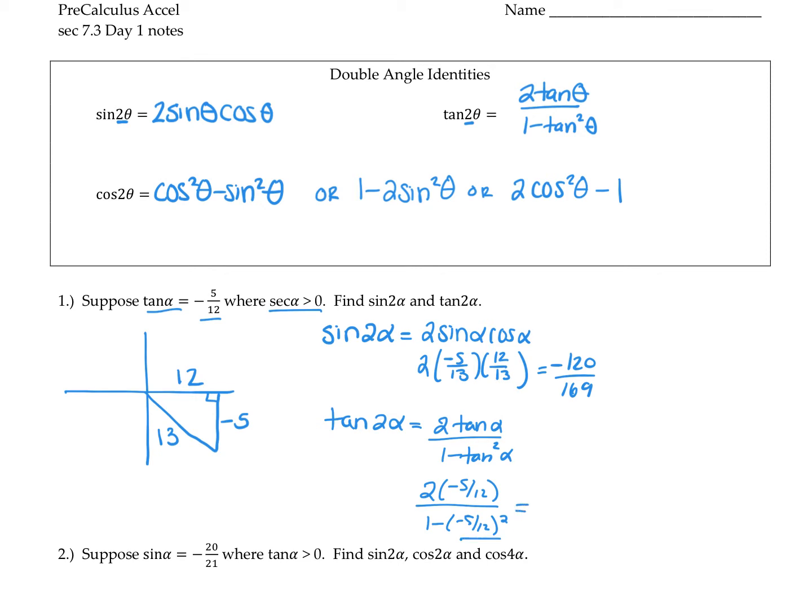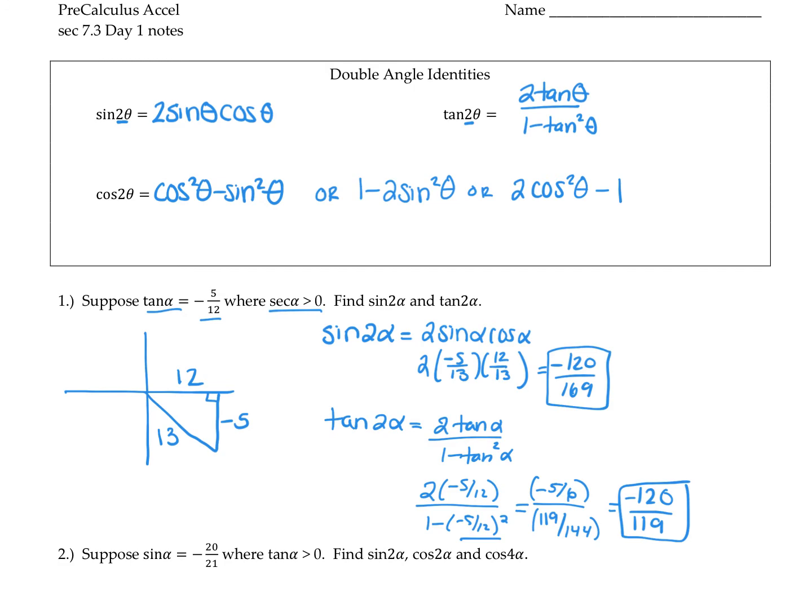Again, we could always enter this into our calculator. So if I typed in this top in the calculator, I would get negative 5/6. And then if I type this bottom in my calculator, I would get 119 over 144. So if I do the top divided by the bottom, turn it into a fraction, I end up getting negative 120 over 119 as my final answer.